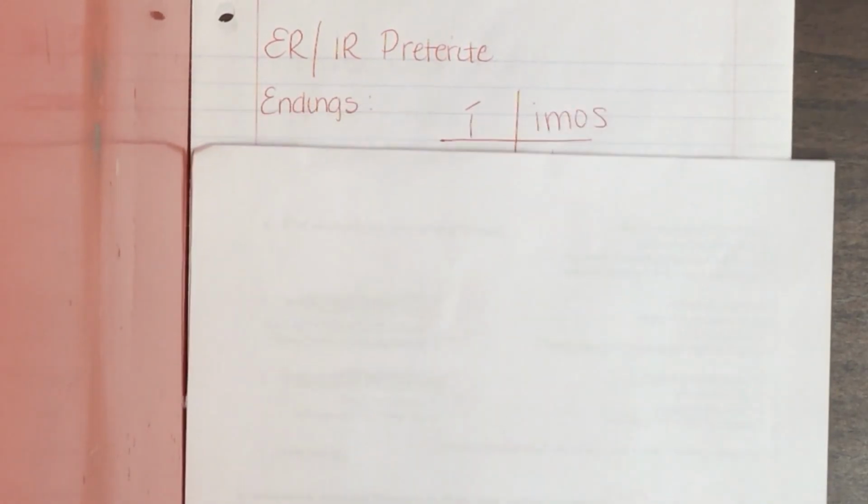Hey guys, so here we are starting with ER-IR preterite. It's quite similar to our AR preterite. Endings are a little different, and obviously we are not working with preterite rule numero uno. We're going to actually work with preterite rule numero dos. So to start, I'm going to give you your endings.